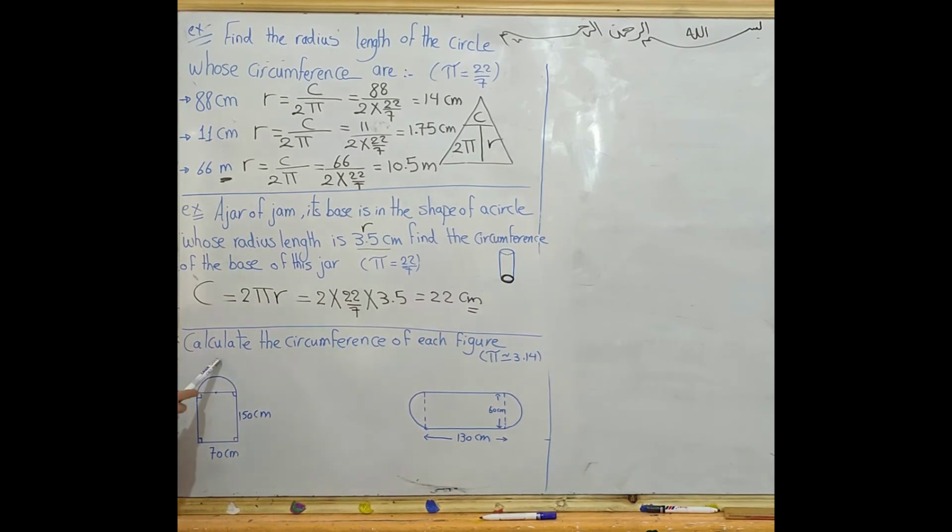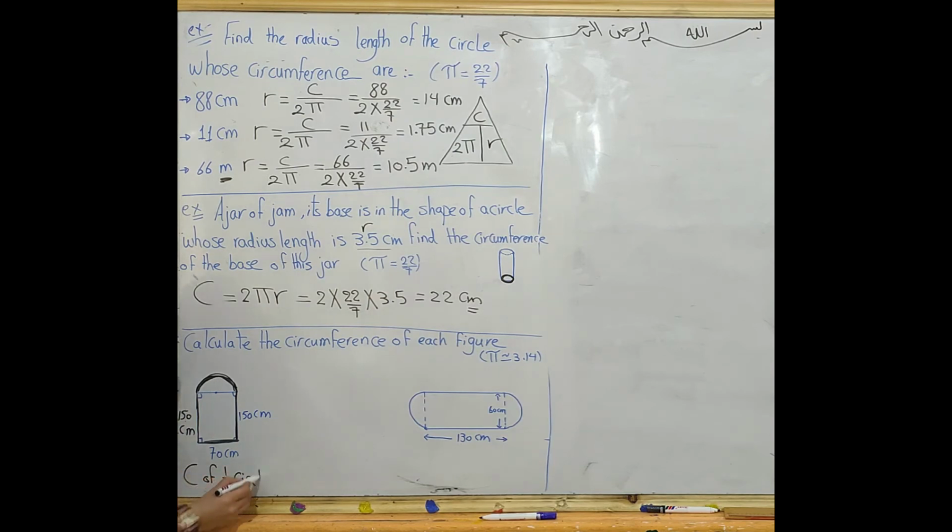Another example: calculate the circumference of each figure. Look at the first figure. We have half the circumference of a circle. This part is half the circumference of a circle, and this line equals 150 centimeters, and 70 centimeters, and this line equals the opposite side because this shape is a rectangle, so this side equals 150 centimeters. To find the circumference of this figure, we first need the circumference of the half circle.